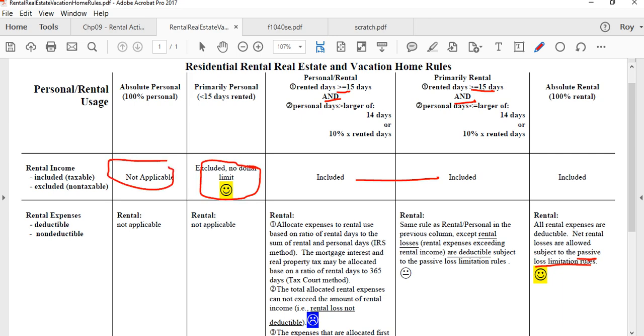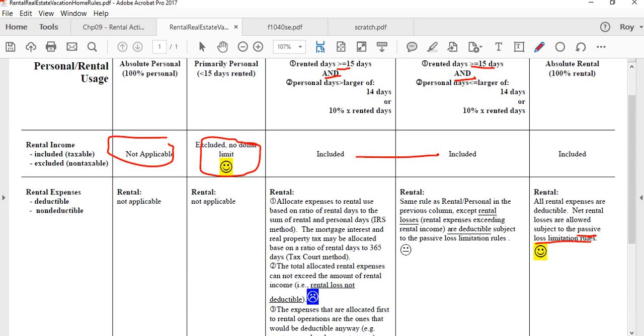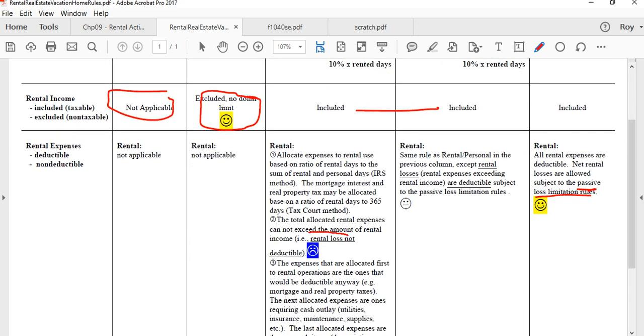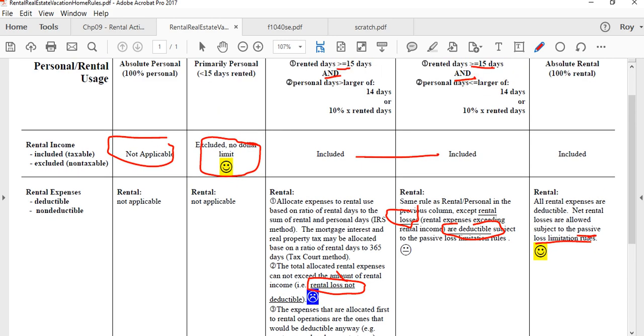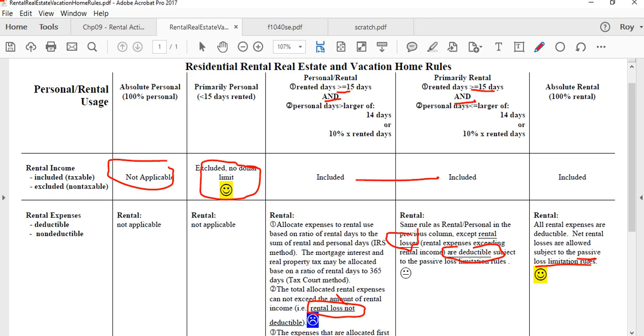But then the difference between these two situations is that if you calculate out a loss here, the loss is not deductible. If you calculate out a loss over here, the loss is deductible. But in both cases, you gotta allocate the expenses between the personal use and the rental use.